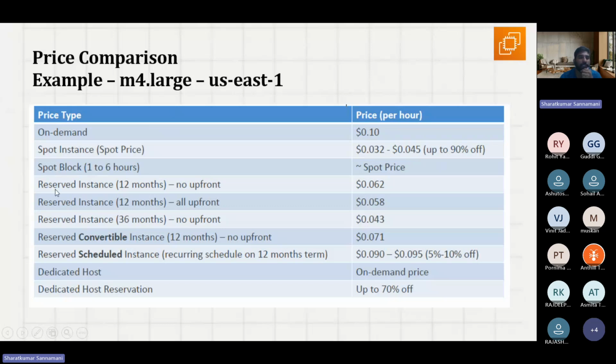Okay. Again, reservation, they have no upfront, all upfront, partial upfront also there. This is a 3 year span actually. 1 year, 1 year, 3 year. So just compare the price here.